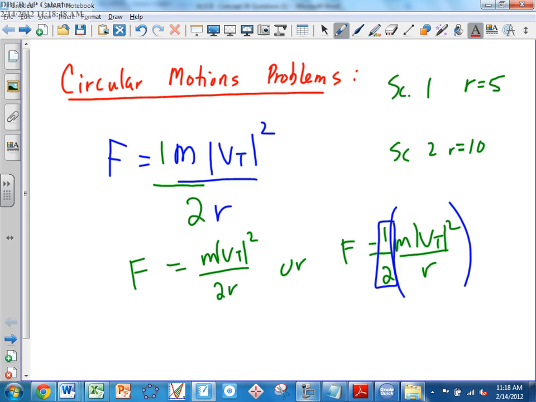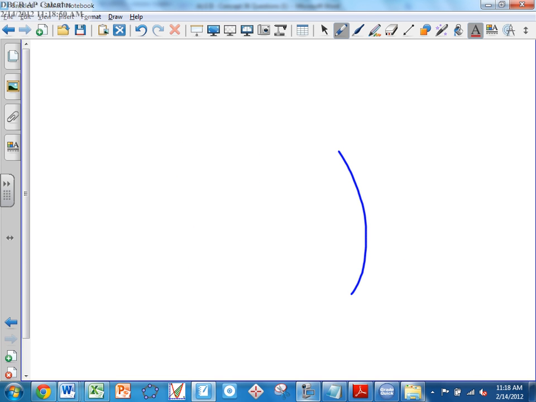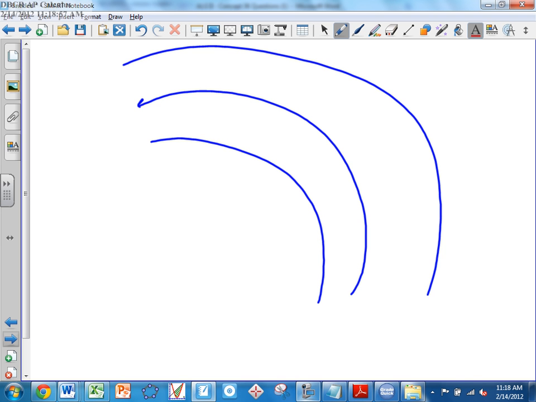So let's say we have a person driving around a turn. Double the radius is half the force. So here's your car. There's one lane out there. Doesn't matter what size the car is. So you are currently in the middle lane.